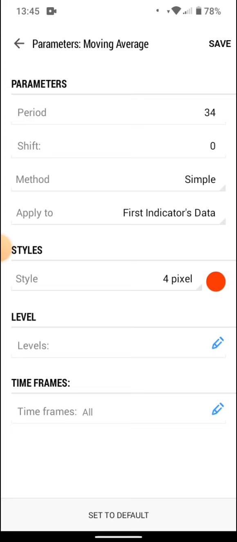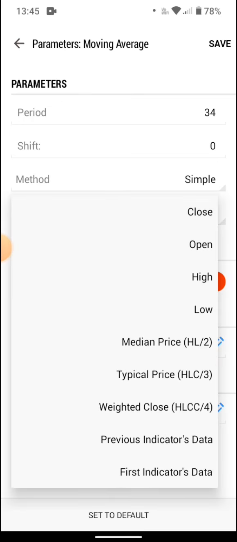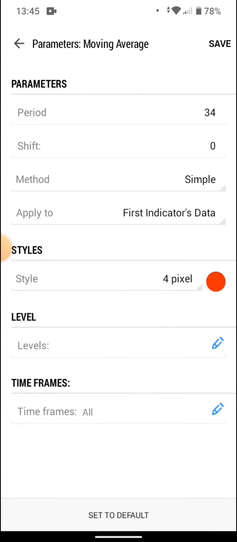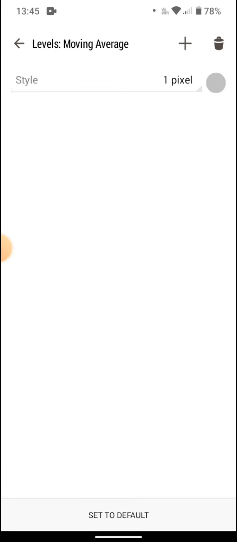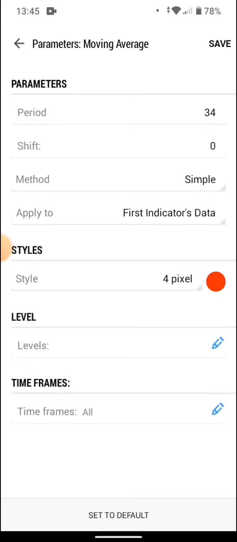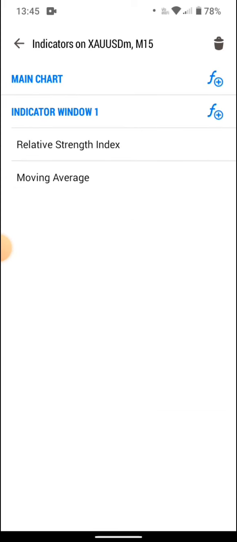I want you to use this process that I'm showing you. Apply to, you want to select first indicator data. The style, you want it to be 4 pixel, and you leave the color red. Then you come to levels. We don't need levels, so if you have any level, you can just delete it. Then you save. So now we have two indicators: the RSI, which is the relative strength index, and the moving average.